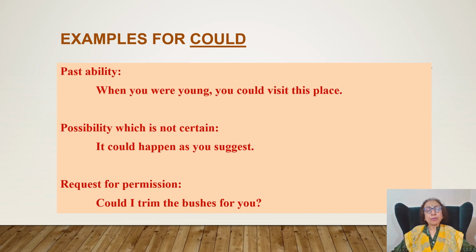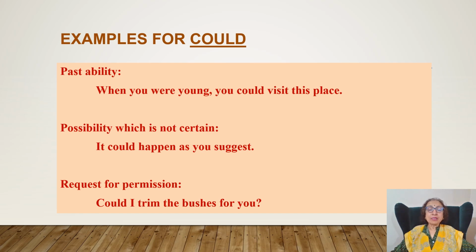Here we have examples for the next verb, and that is could. First usage is past ability, so past of can. When you were young, that is past, you could visit this place. So when you were young, you could not visit this place, or you couldn't visit this place.